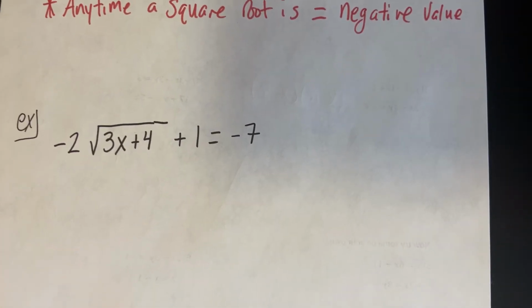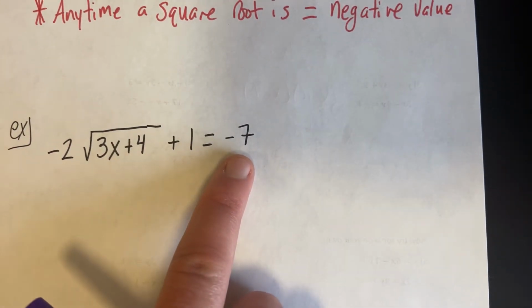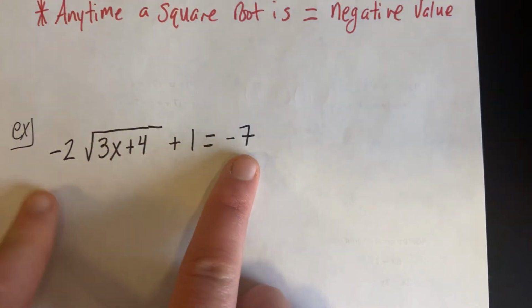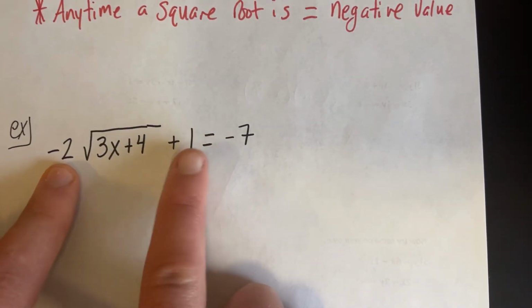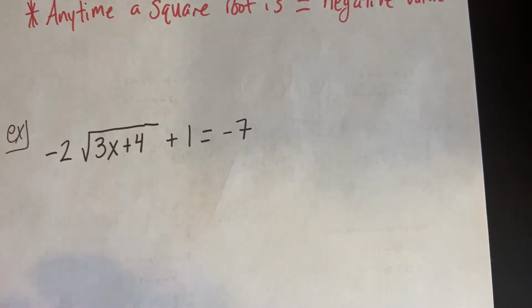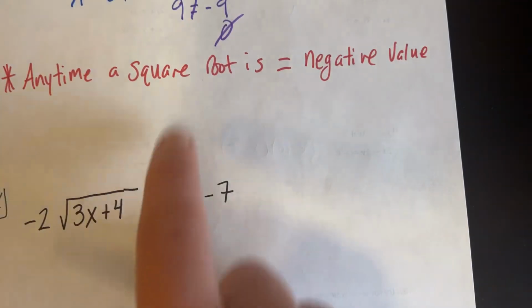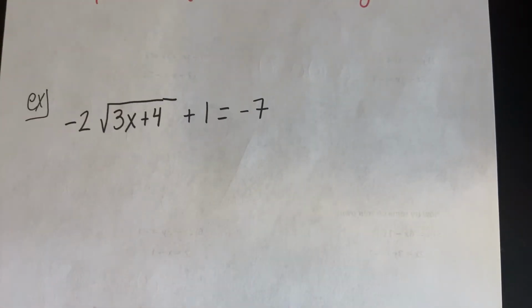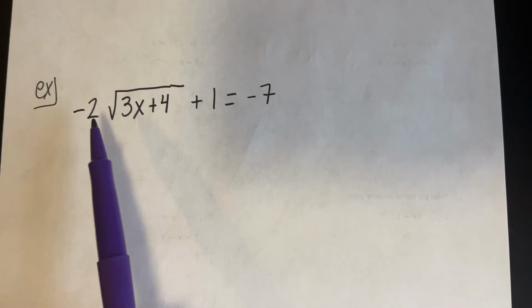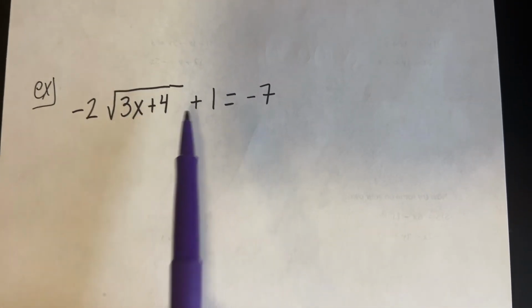This is why I have one last example. Don't see this equal to a negative 7 and say, oh, Mr. Croman just told me that's no solution. Well, look, it's being multiplied by a negative 2, and it's being added to a 1. So there's a whole bunch of other stuff going on over here that could change the outcome. It's only when the square root is equal to it. So watch.